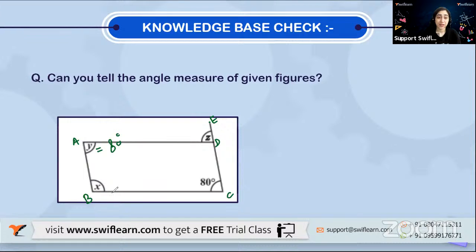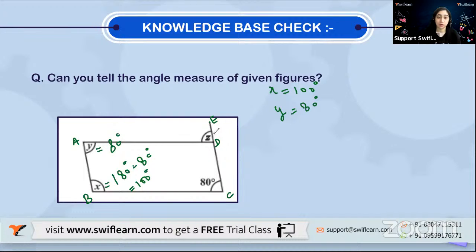Now coming to the value of X. X is a supplementary angle. That means 180 degrees minus 80 degrees. That comes out to be 100 degrees. Okay, so we got the value of X equals 100 degrees. We got the value of Y, which equals 80 degrees, right?